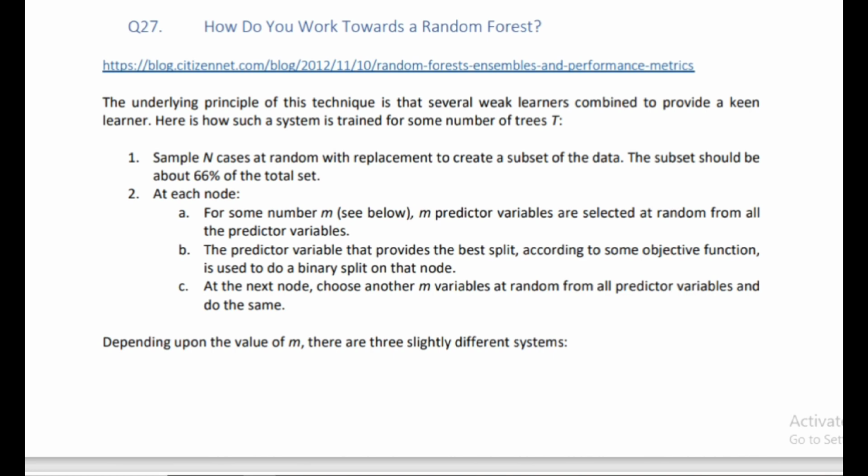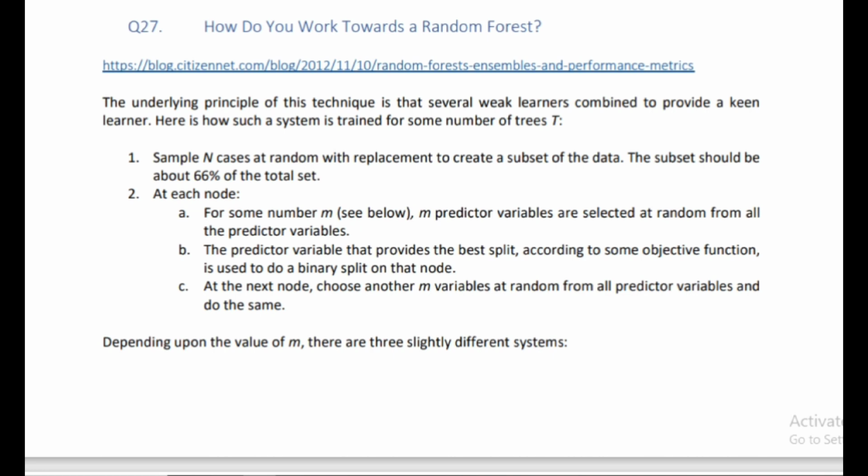Number 2. A. At each node, for some number m, predictor variables are selected at random from all the predictor variables. B. The predictor variable that provides the best split according to some objective function is used to do a binary split on that node. C. At the next node, choose another m variables at random from all predictor variables and do the same.